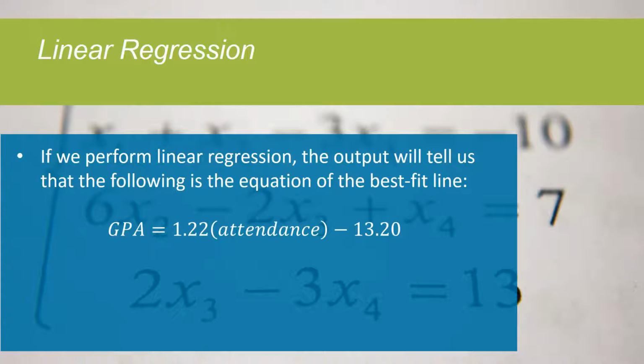Now that we have run our regression model and we know that our equation is GPA is 1.22 times attendance minus 13.2, it's important to answer a certain question. Is this a good line? Does the line fit the data?